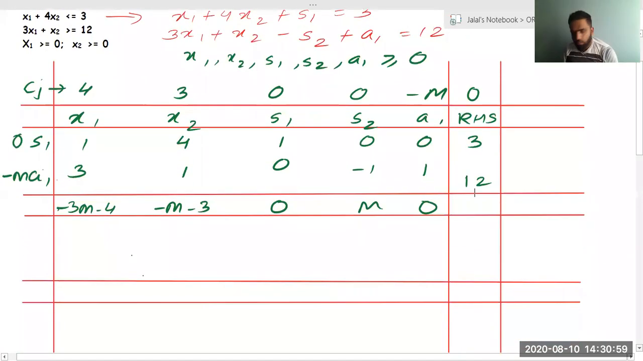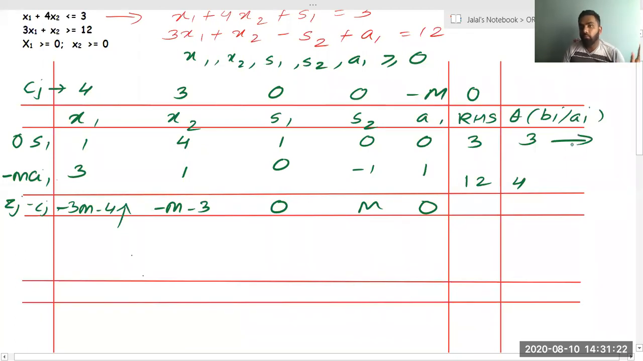Okay, so I am just writing all the things. ZJ minus CJ here. Now most negative is minus M and minus 3M. Most negative will be minus 3M, right? So minus 3M minus 4 is the most negative. So I'll try to find theta. Theta is BI by AI. So 3 by 1 will be 3. 12 by 3 will be 4. Which one is the least positive? 3 is the least positive.